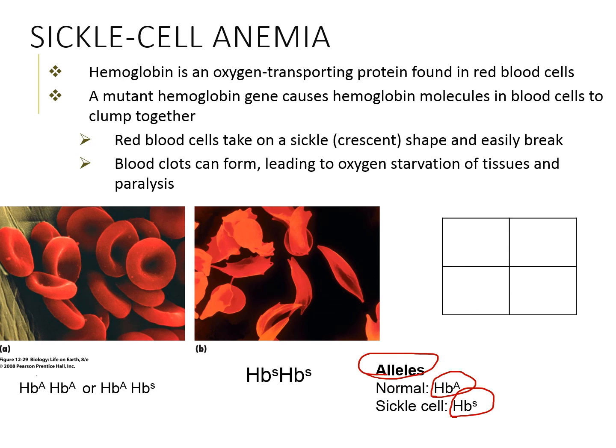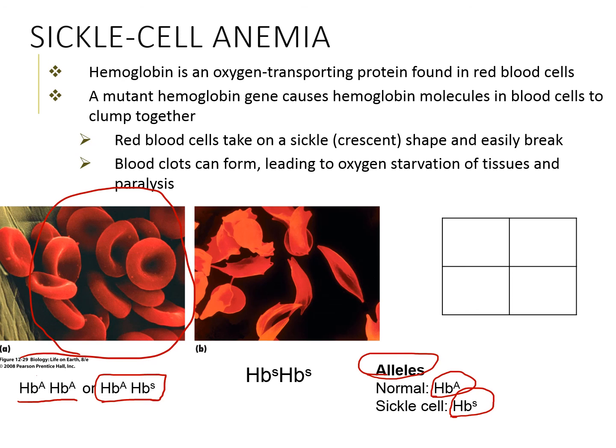So over here, this is the normal phenotype. This is what red blood cells are supposed to look like. So this person would be HbA-HbA or HbA-HbS. And that's because the sickling trait is recessive to the healthy trait. So if you have one bad copy, then the red blood cells will not be deformed at all.